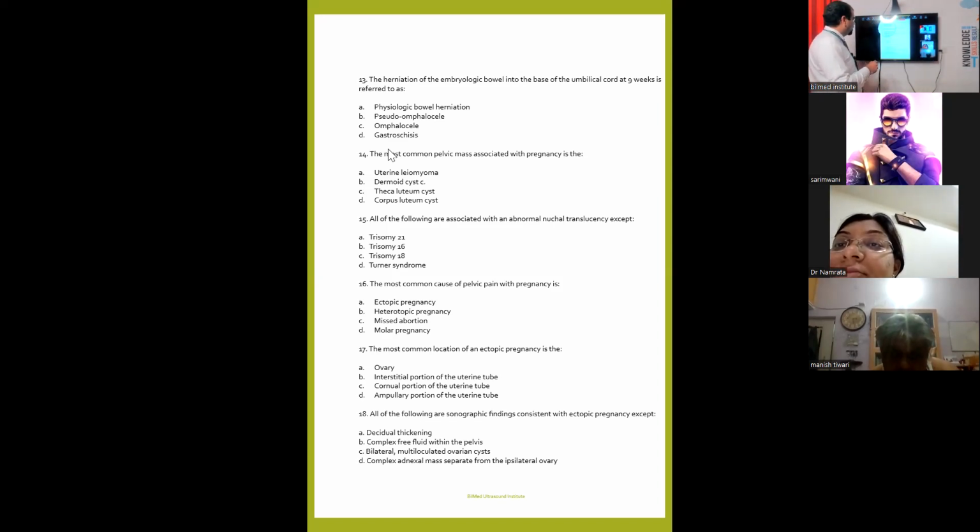Okay, 14th question. The most common pelvic mass associated with pregnancy is, try to understand the question first. The most common pelvic mass associated with pregnancy is uterine leiomyoma, dermoid cyst, theca lutein cyst, or corpus luteal cyst. A, B, C, D for 14th. Hurry up. 2 more seconds.